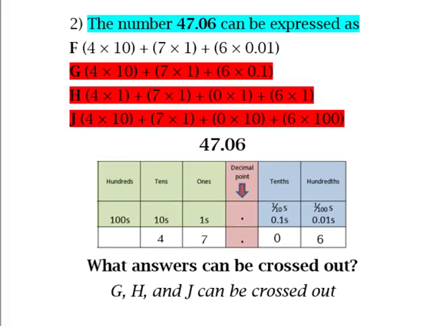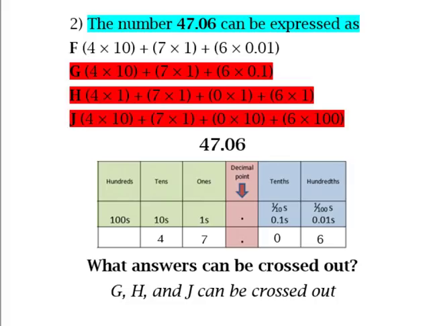If you said you can mark out G, H, and J, you are correct. So let's take a look. For G, 4 times 10 is correct. 7 times 1 is correct because we know that the 4 is in the tens place and the 7 is in the ones place. But what makes this answer wrong is that it says 6 times 0.1 as if the 6 is in the tens place, and that is incorrect. So that is why that answer is wrong.